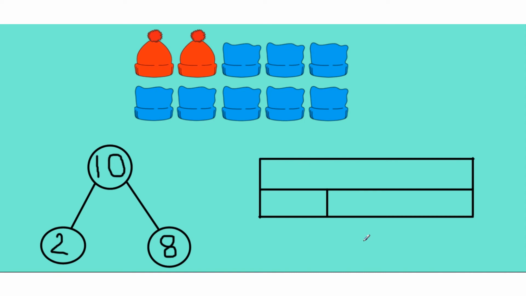Have a little think. Remember, pause the video if you need more thinking time. That's absolutely fine. How could I do it as a bar model? So I know that my whole is 10, so that goes there. And I know one part is 2. Therefore, the other part is 8. 2 and 8 makes 10. Right, let's have a look at the next one.